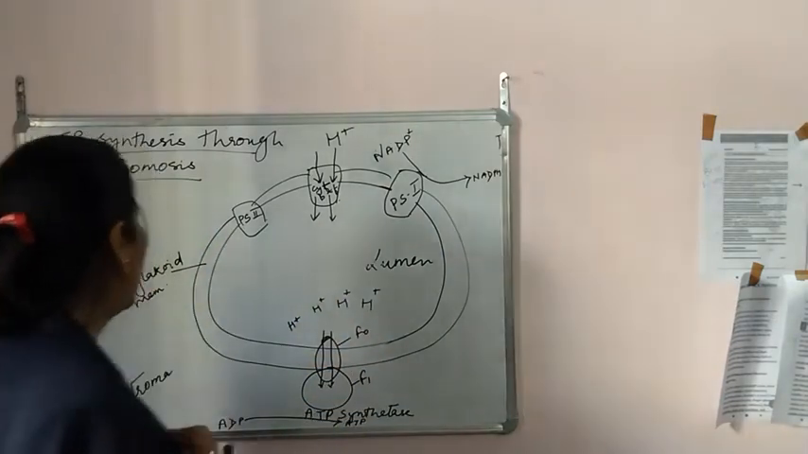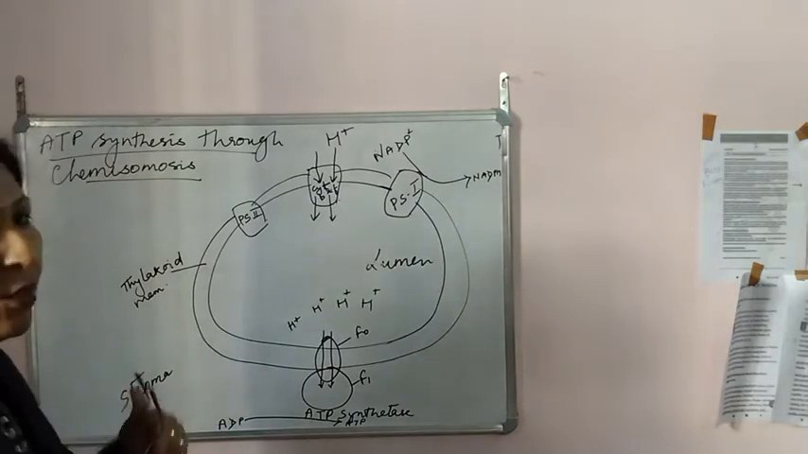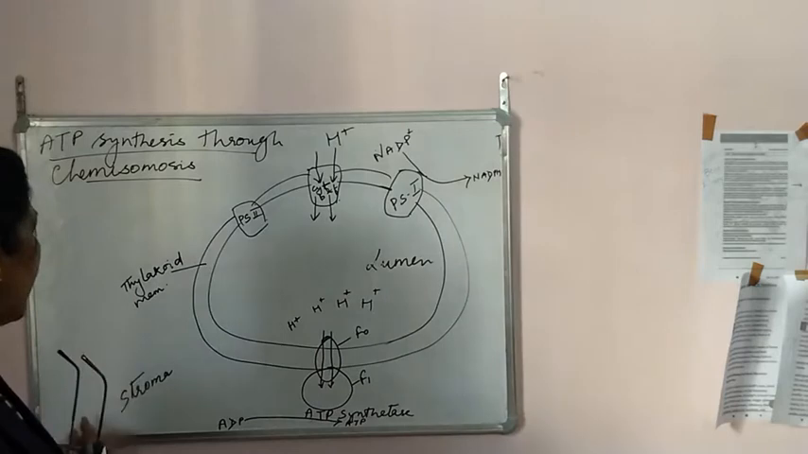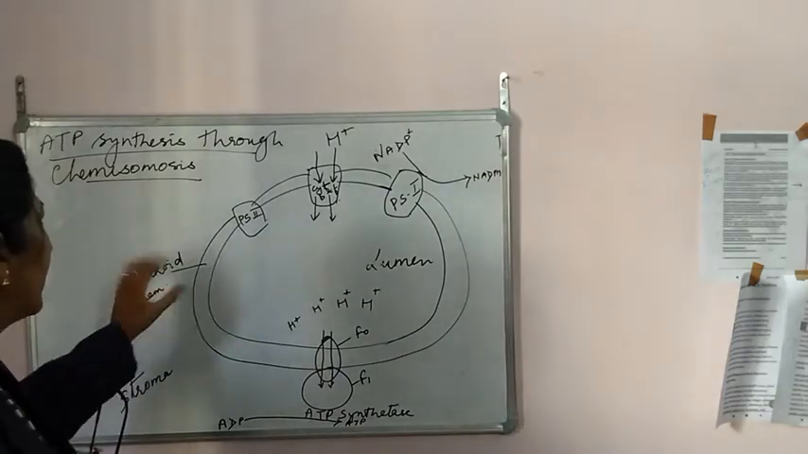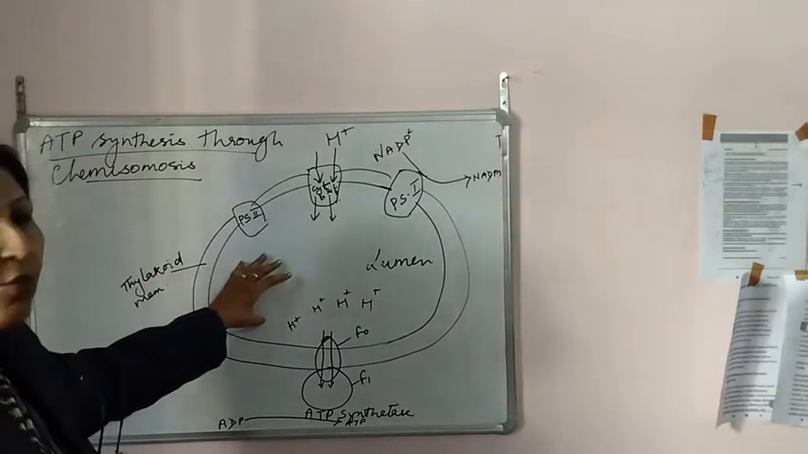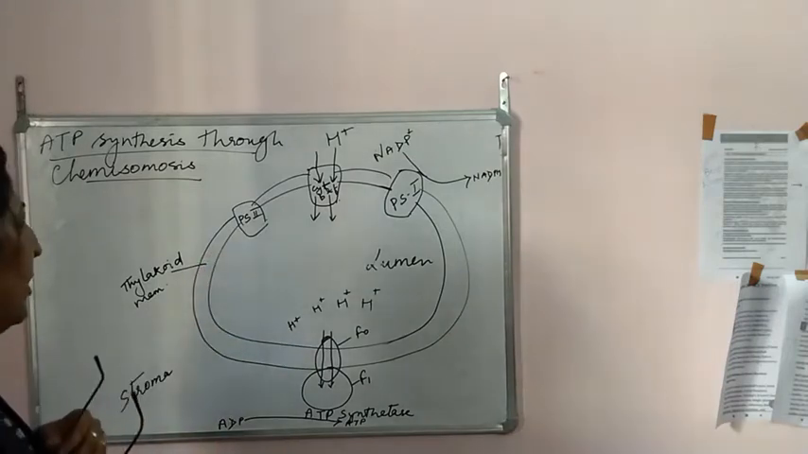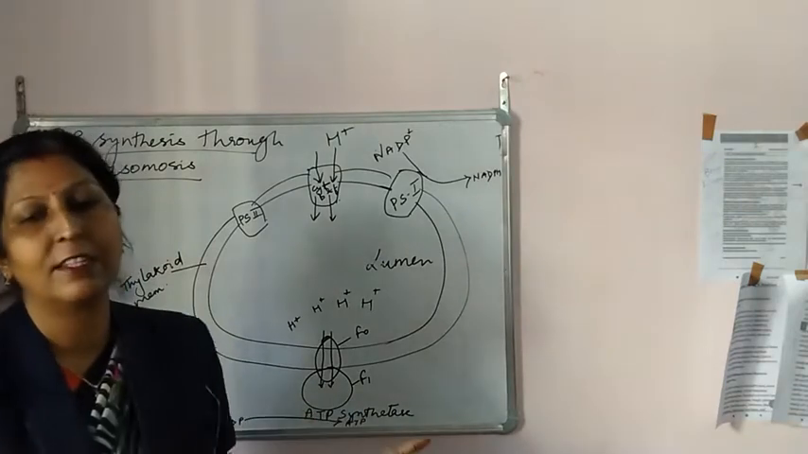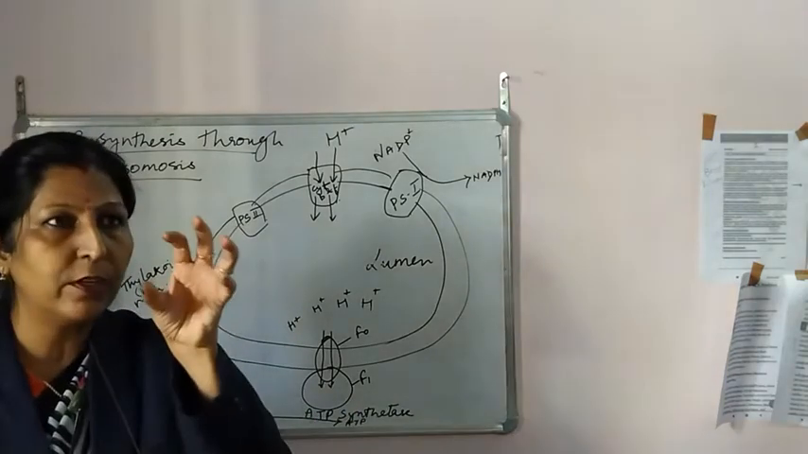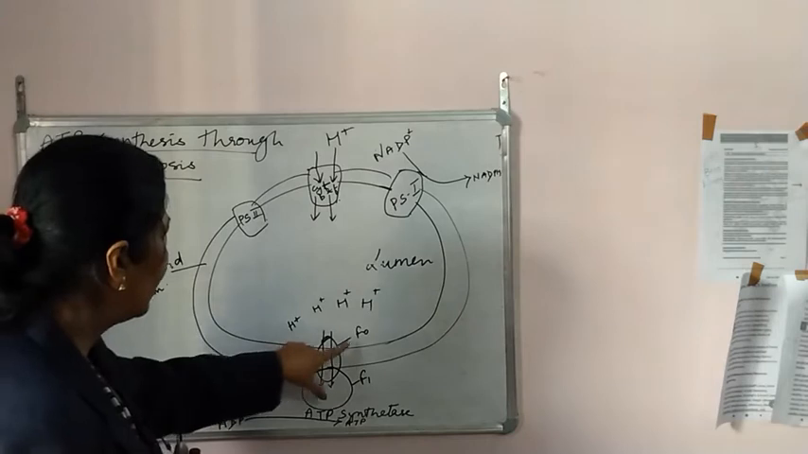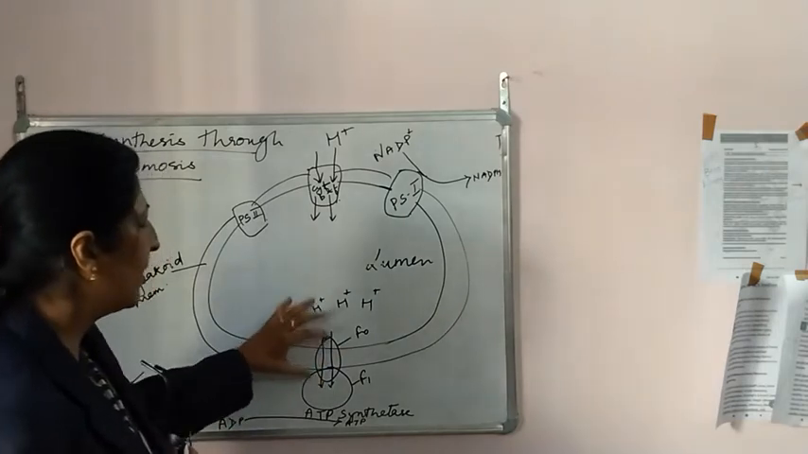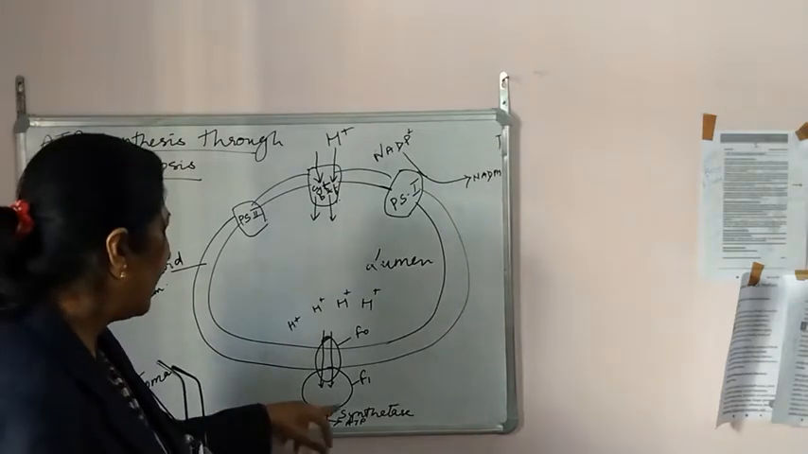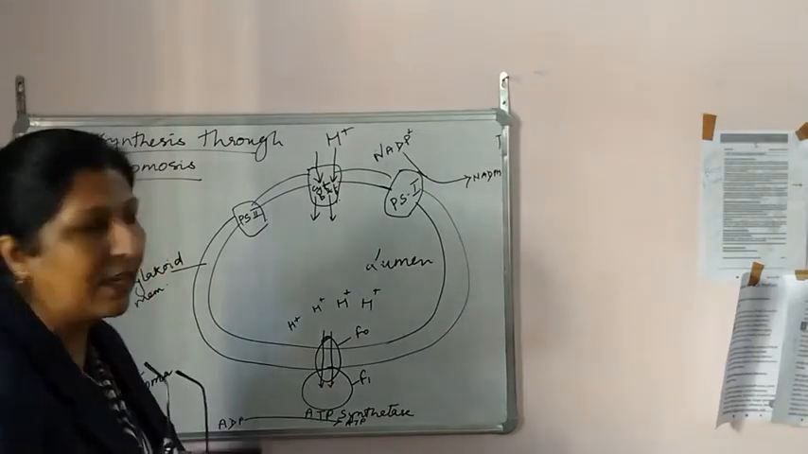So what we talk about is stroma and lumen. Stroma is in the chloroplast we're talking about. Stroma is all the outer side. This is the thylakoid membrane. This is the lumen, the inside. And ATP synthetase is the enzyme. It is made up of two subunits. One is the F0 subunit, which is embedded in the thylakoid membrane, and the F1 portion is outside.